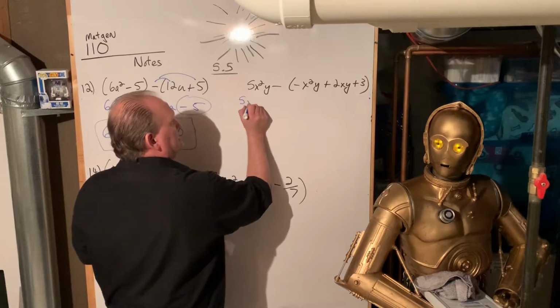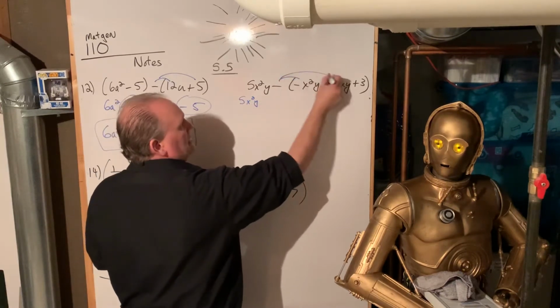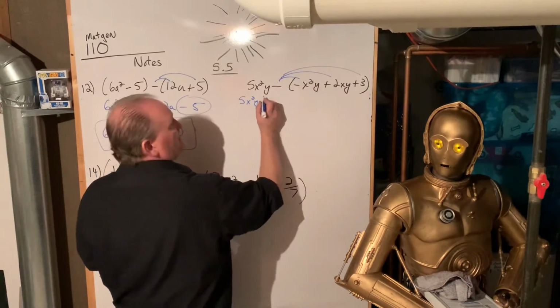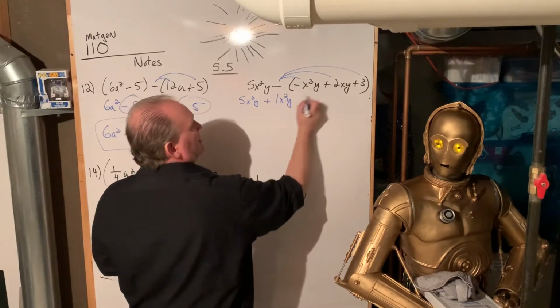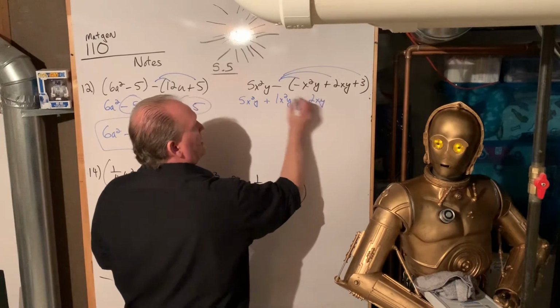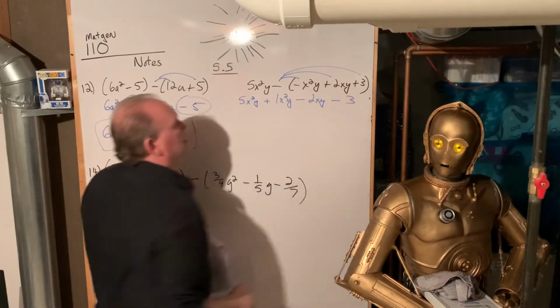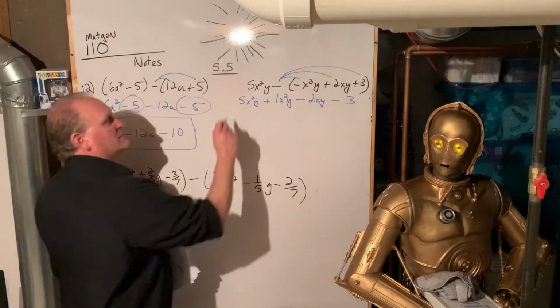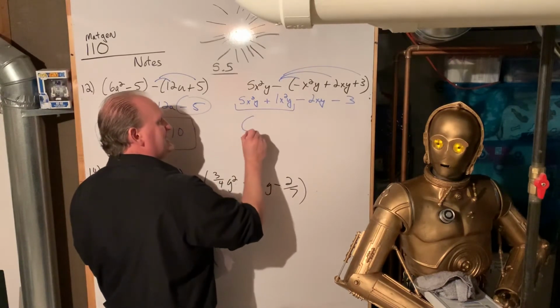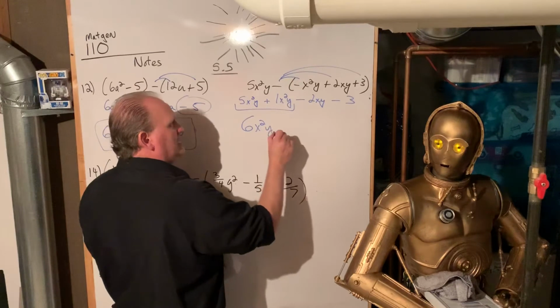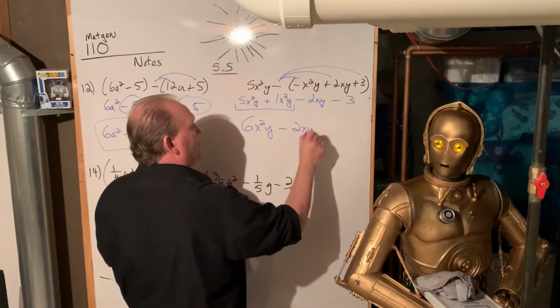This one, let's see, we distribute a negative to everything, so that becomes plus 1x squared y, that becomes minus 2xy, and that becomes minus 3. And now there's only like terms on the first two. So 5x squared y plus 1x squared y is 6x squared y minus 2xy minus 3.